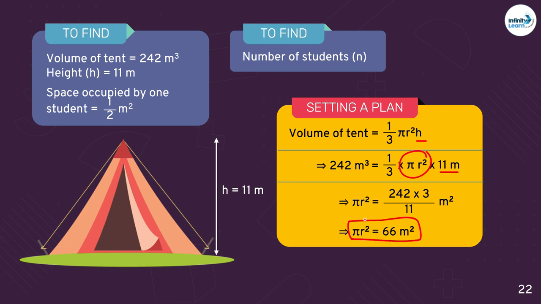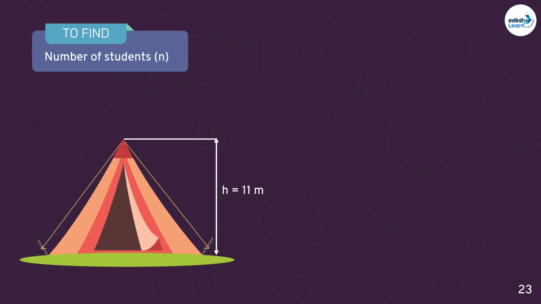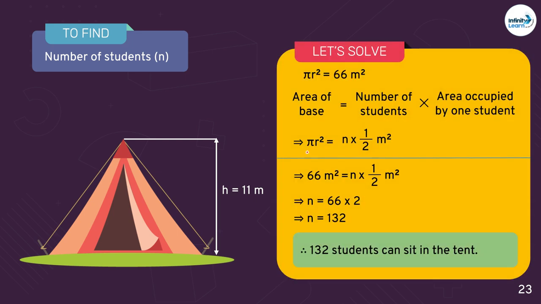Clear till here? Now, in our basic concept, pi r square is equal to number of students, that is n, into half of meter square. Put the value of pi r square. Solving, the value of n is 132. Clear? So how many students can sit in the tent? 132. Clear to each and everyone?